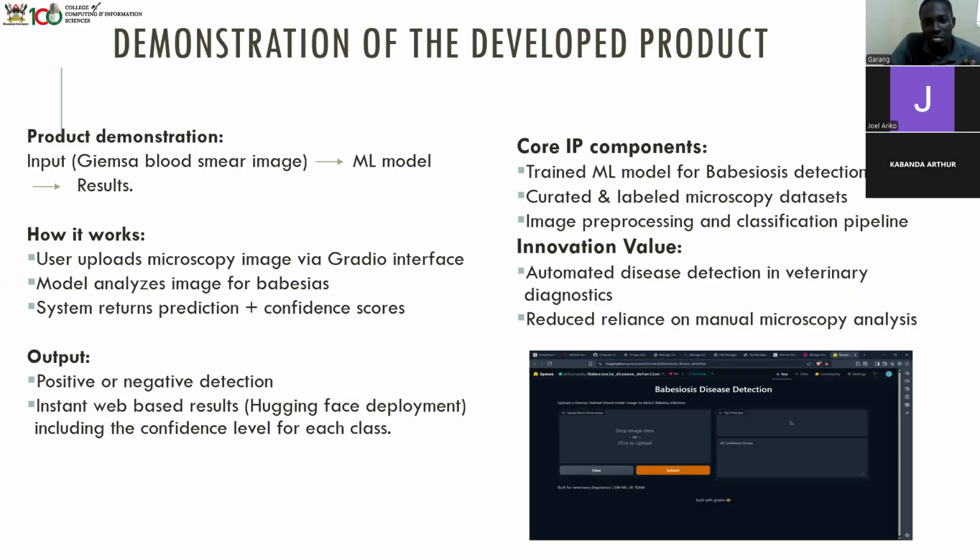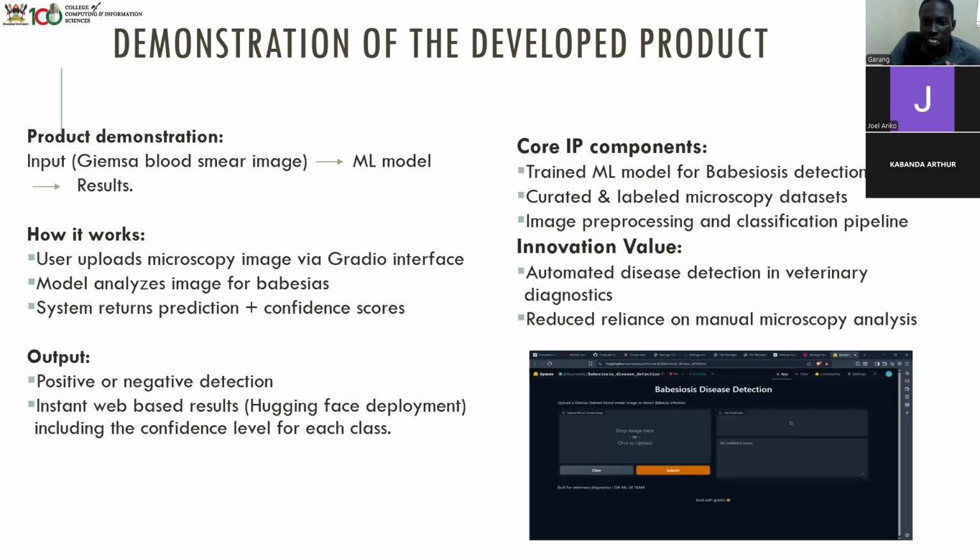This is from Hugging Face, as you can see down here. So here, when you click on upload the image, it takes the image into the backend. Then the prediction occurs and you get the results.